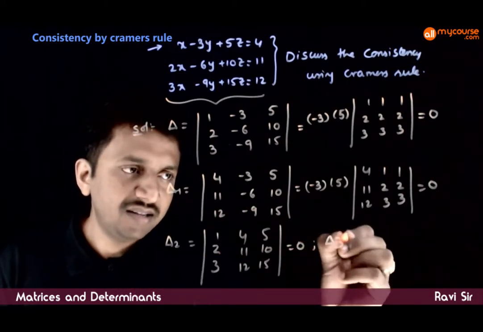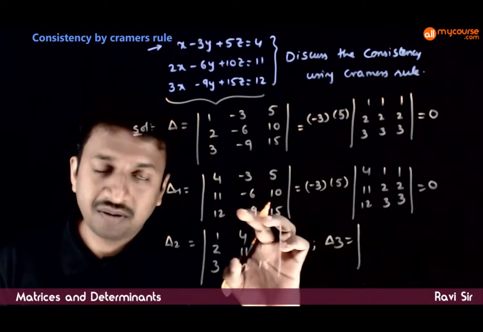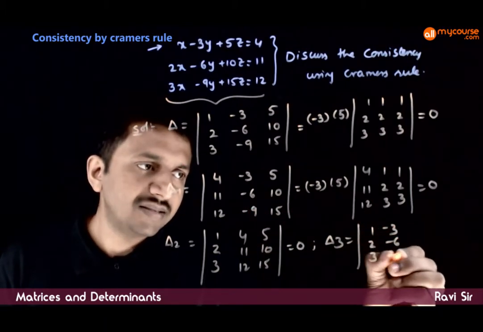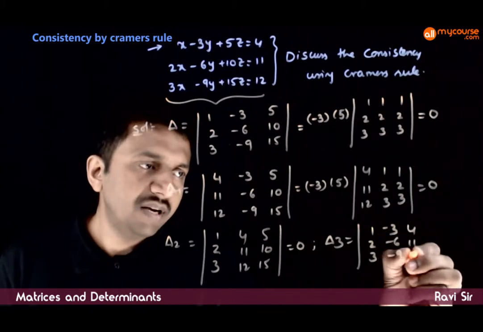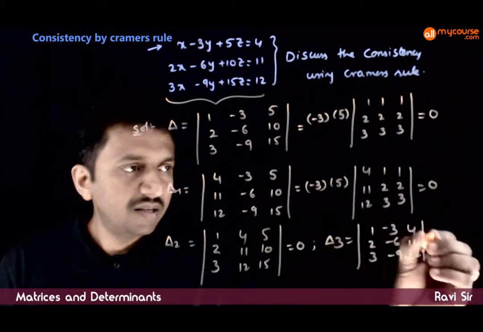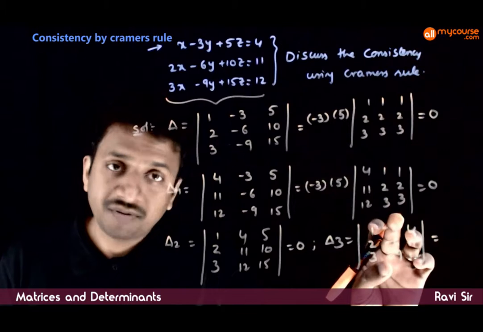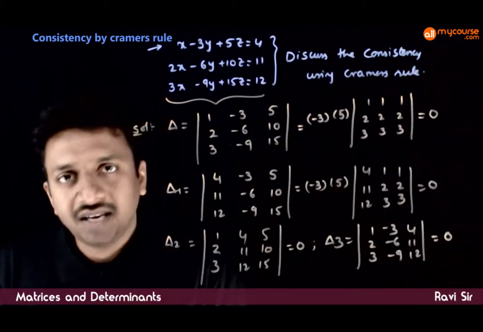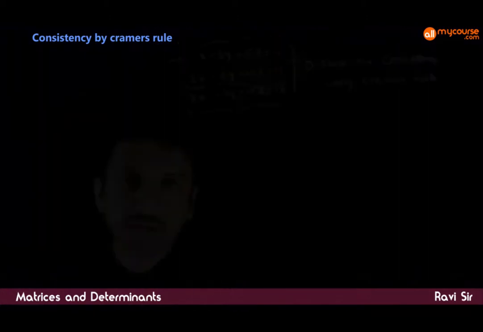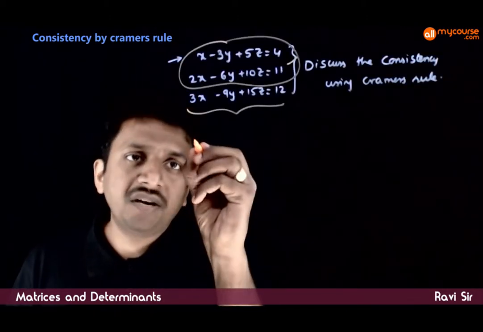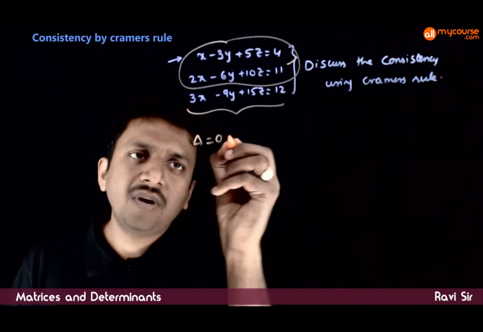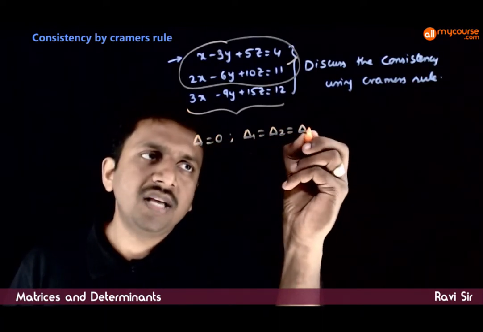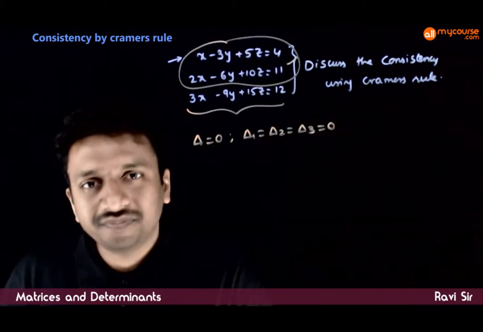And delta 3, so replace the third column by 4, 11, 12. So 1, 2, 3, minus 3, minus 6, minus 9, 4, 11, 12. Again if you take a minus 3 common from this column, it also becomes 1, 2, 3, hence this delta is again equal to 0. So we have observed that delta is equal to 0, delta 1 is equal to delta 2 is equal to delta 3 is equal to 0.